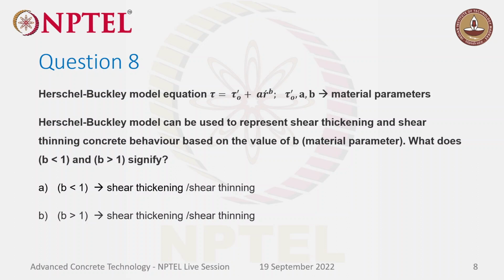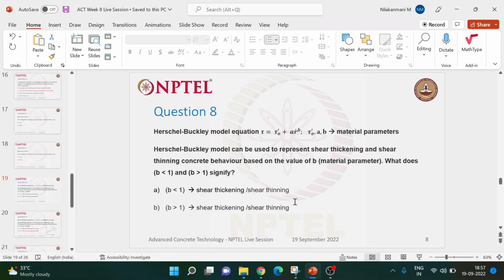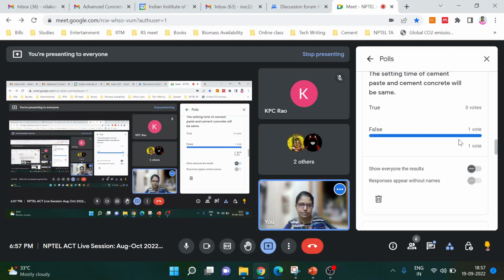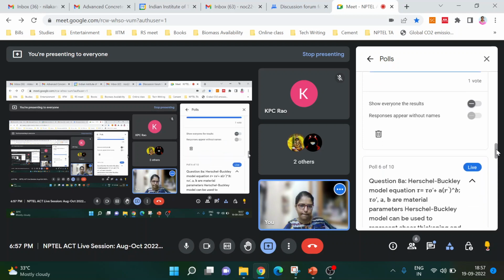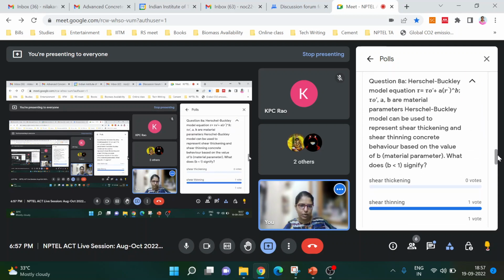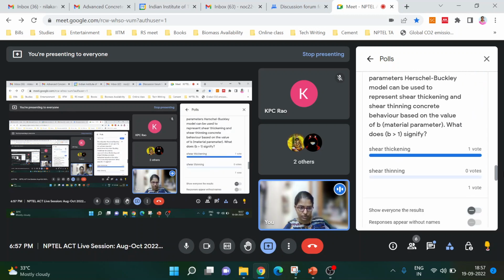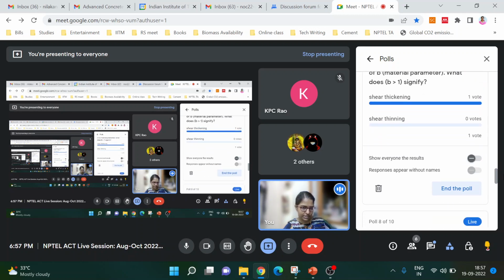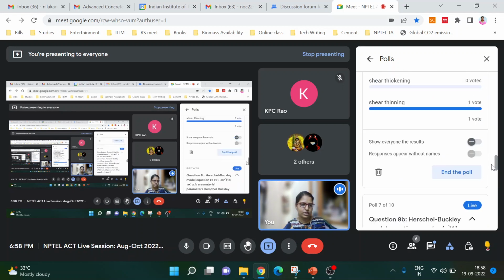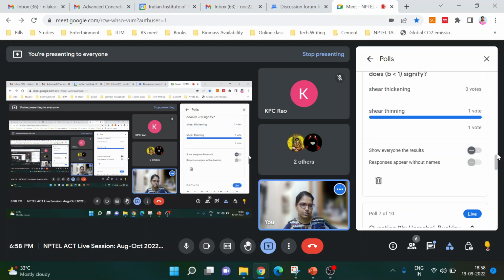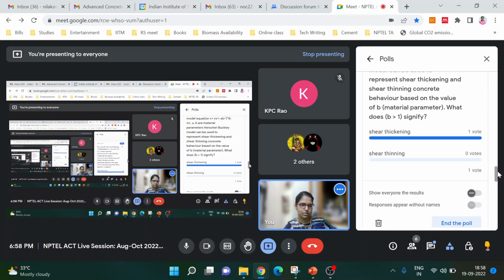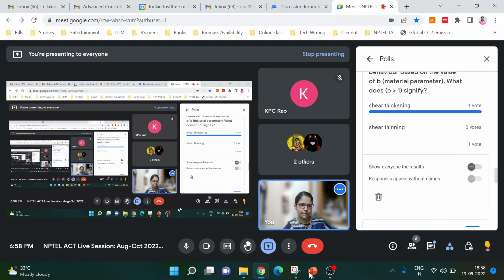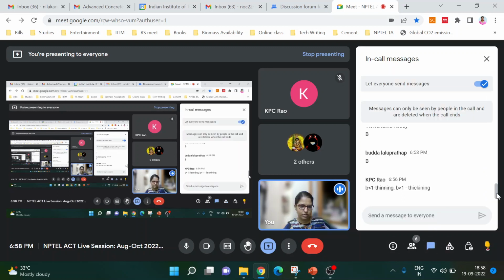Time is up. Let's see the class response. Okay, B less than 1 signifies shear thinning. That's good. Yeah, B greater than 1 signifies shear thickening. Let me end the poll for both the questions. Thank you. And then let me check the chat box as well. B less than 1 is thinning and B greater than 1 is thickening. Yeah, that's true.